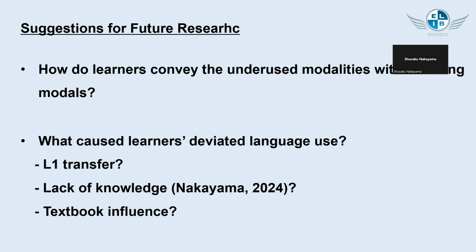Likewise, to identify what caused such deviated use will be valuable for people involved in English teaching. According to Nakayama in 2024, Japanese learners seem to have difficulty with epistemic modality. So, the underuse of epistemic modalities this study found might be due to learners' lack of knowledge of it.